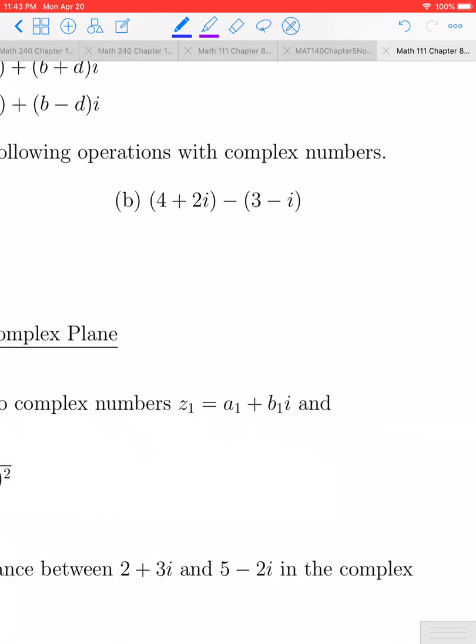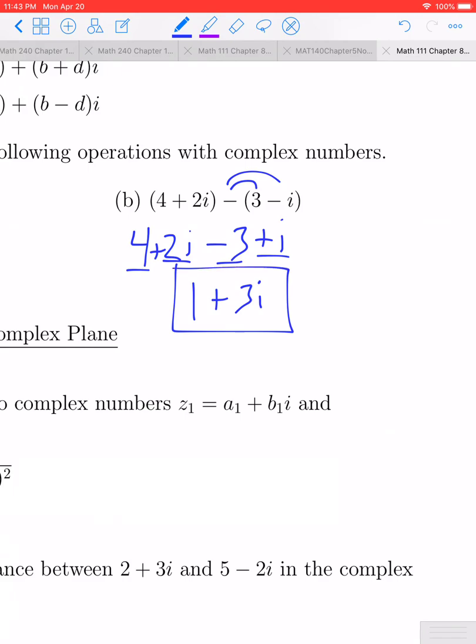If we want to subtract complex numbers, then we can simply begin by distributing the negative sign into that second grouping. This would be negative 3 plus i. So it's that age-old motto of changing subtraction into addition. Now we can combine like terms. The real parts, we have 4 minus 3, which will give us positive 1. And then a positive 2i and a positive i will combine to give positive 3i.